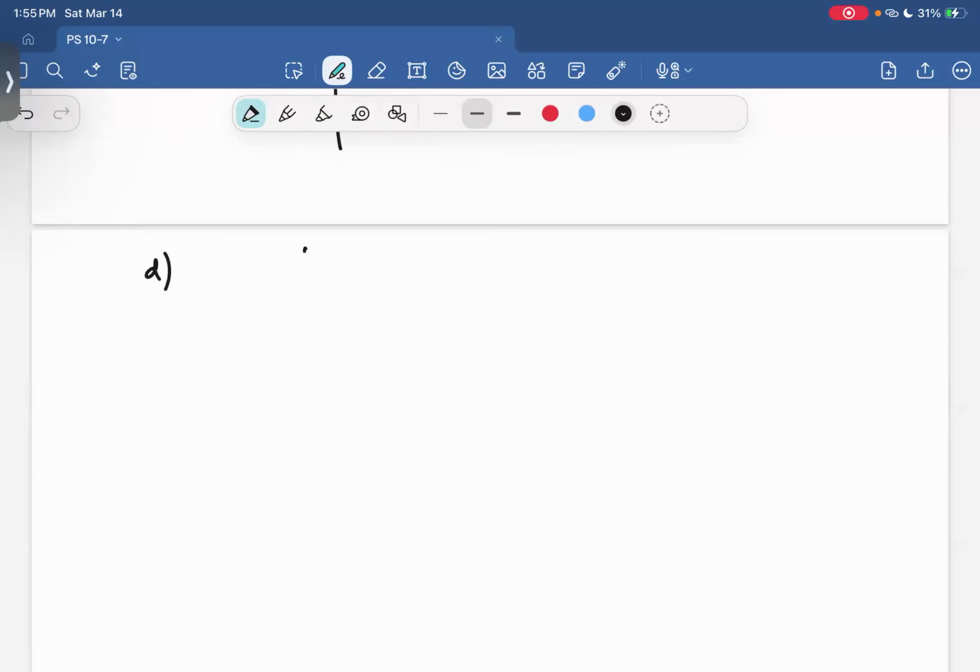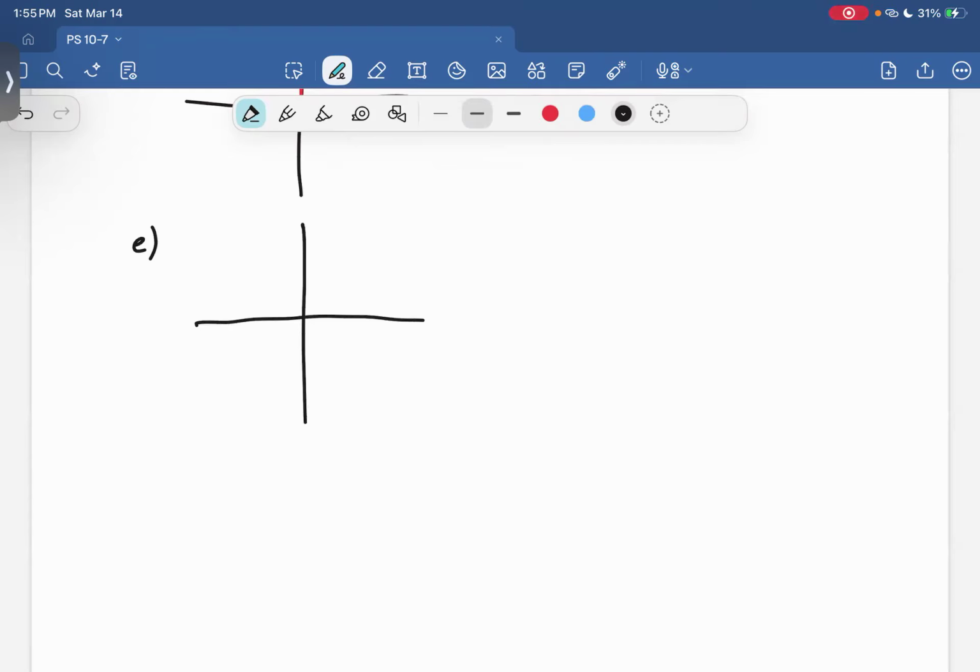D is (0, 8). That's right here, right? So that's a radius of 8 with an angle of pi over 2. E, (-root 3, -root 3). Let's see. Negative x coordinate, positive y coordinate. Right?